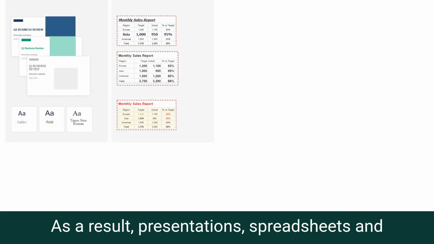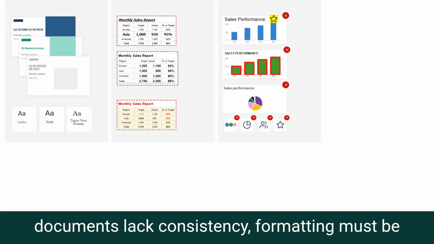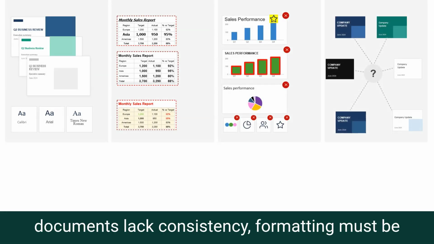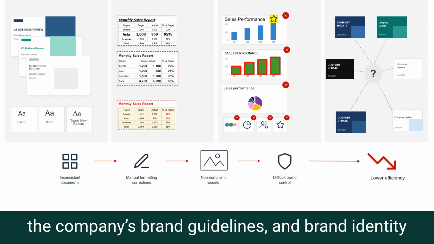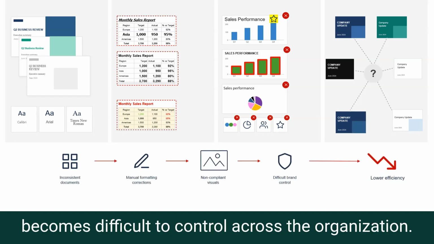As a result, presentations, spreadsheets, and documents lack consistency. Formatting must be corrected manually. Visuals do not always follow the company's brand guidelines, and brand identity becomes difficult to control across the organization.